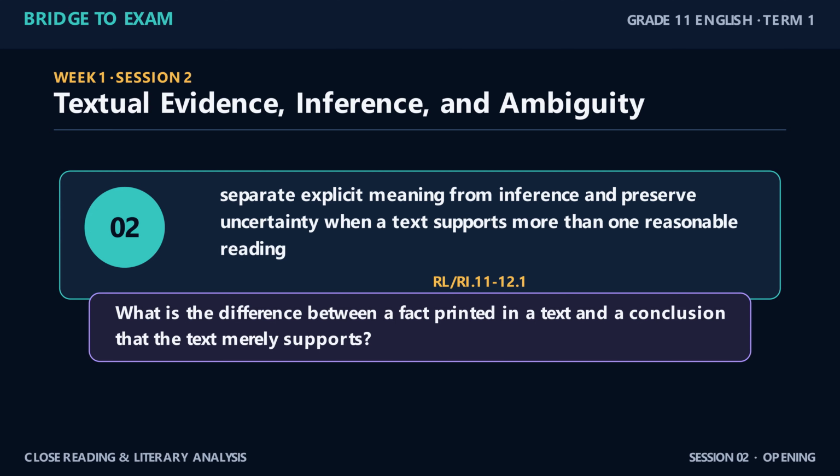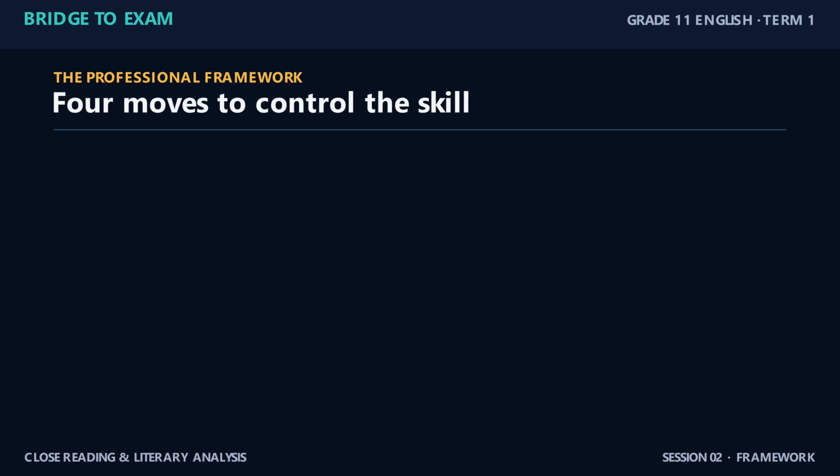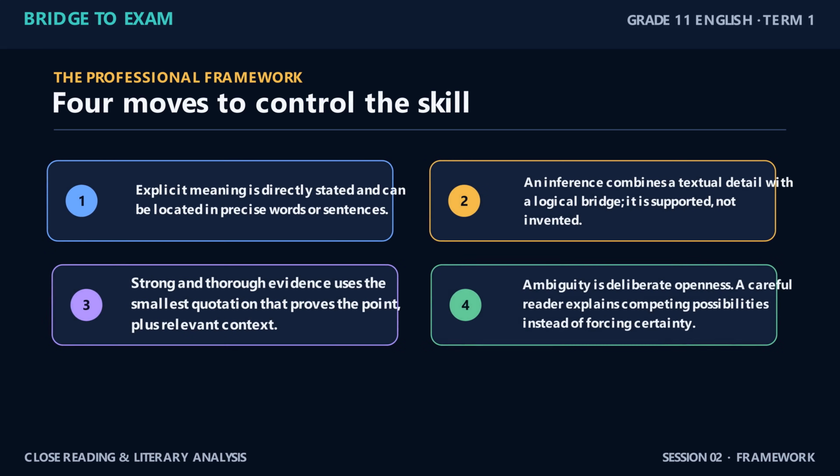By the end of the lesson, you should be able to answer with a method, a worked example, and language precise enough for an academic response. Keep a notebook nearby. Pause when you need to test a claim before the model appears. Build the skill through 4 connected moves.